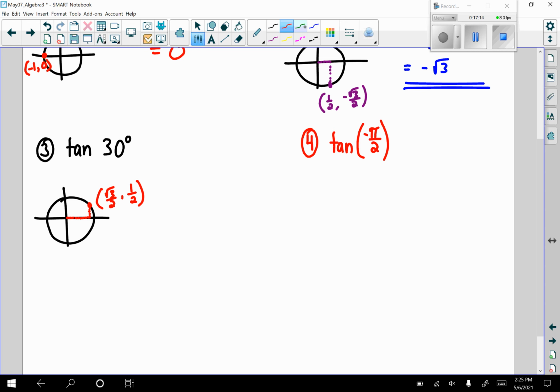So here, this becomes sine is now 1/2 divided by cosine is radical 3 over 2. This now can be written as 1/2 times 2 over radical 3. The 2's do cross out, so we're left with 1 over radical 3, and we need to rationalize this. We never, ever want to leave radicals in our denominator. So this becomes radical 3 over 3.